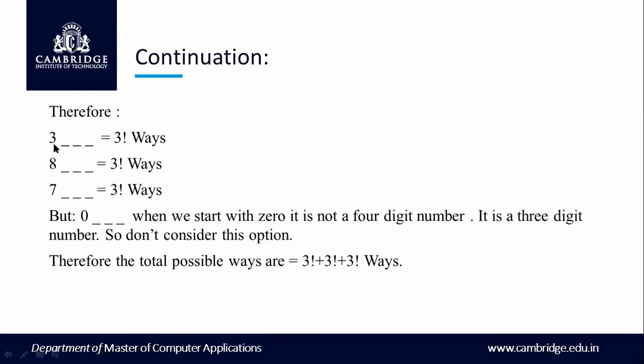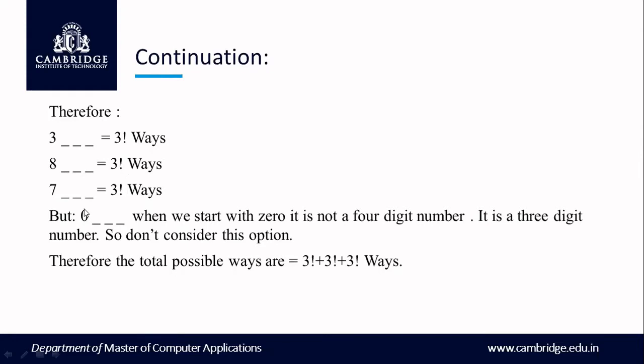When you start with 3, the remaining 3 numbers can be filled in 3 factorial ways. When you start with 8, the remaining 3 digits can be filled with 3 factorial ways. When you start with 7, the remaining 3 digits can be filled in 3 factorial ways. But there is another number, 0.